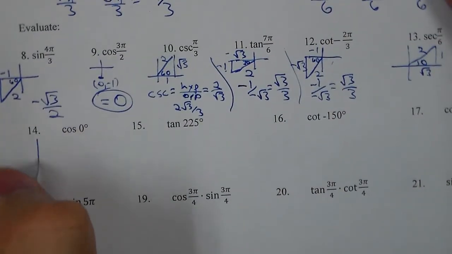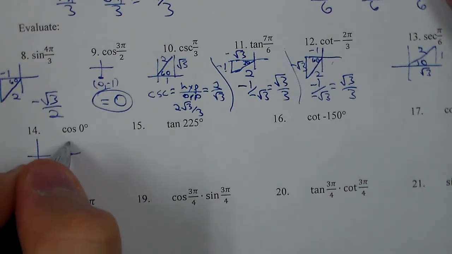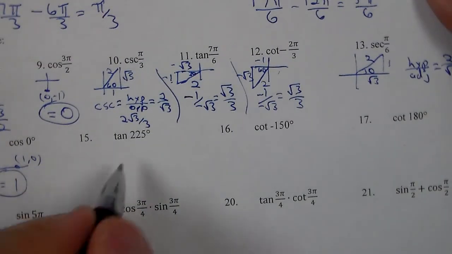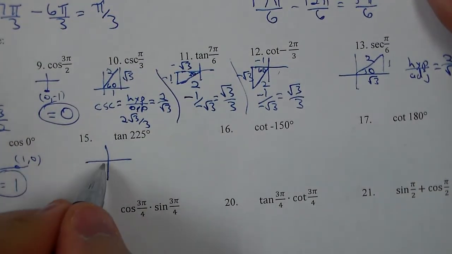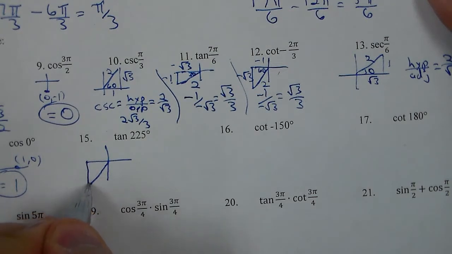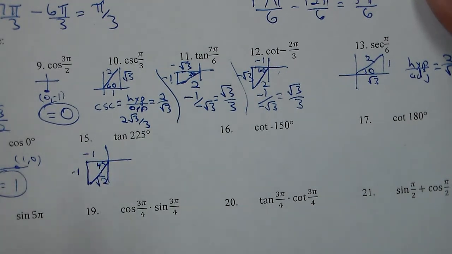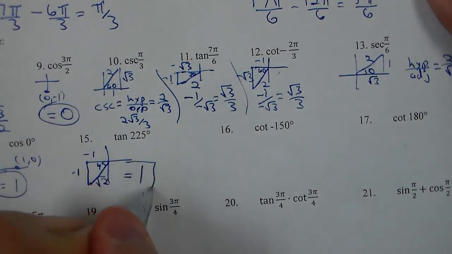Cosine of 0, if we look at the coordinate, at 0 our coordinate is 1, 0. Cosine is x, so the answer is 1. Tangent of 225. 225 is past 180. How much past 180? Well, it's 45 past 180. So we get a 45, 45, 90. I fill in my parts. I have negative 1, and root 2. Tangent would then be negative 1 over negative 1, or positive 1.